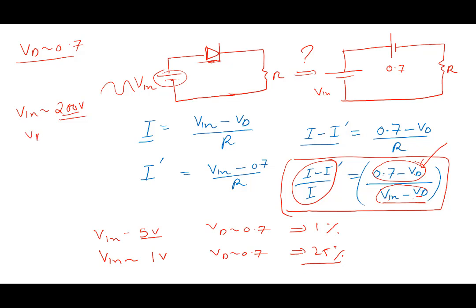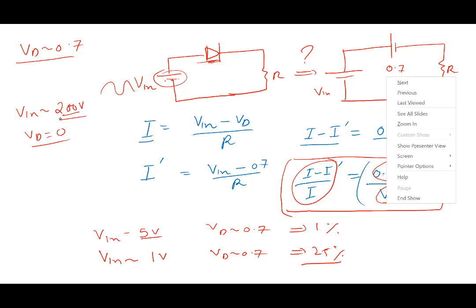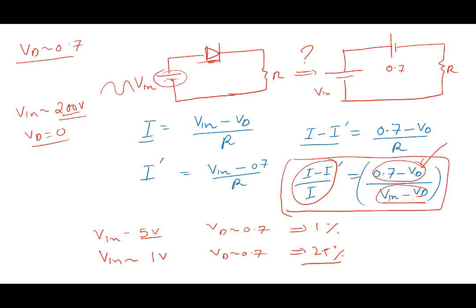Suppose you assume Vd equal to 0, and you find out the error. Say the actual drop is 0.7, but you are assuming Vd equal to 0. So 0.7 minus 0 divided by how much V in? 200. What will be the percentage error? 0.7 divided by 200. The error is going to be small. So in that case, when the voltage is so large, I can assume the diode to be a short in forward bias. It doesn't matter. It will not give you too much error. The error is small.